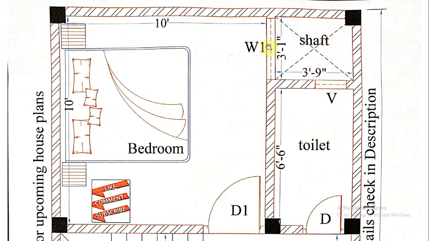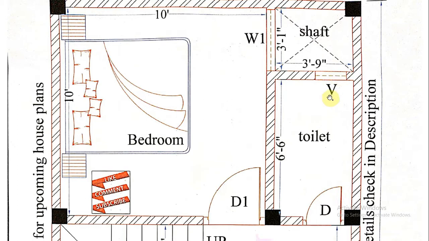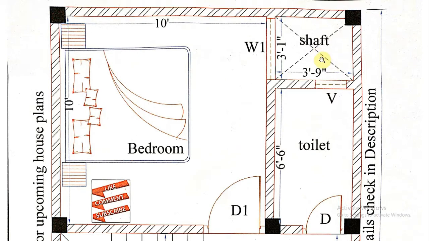For this bedroom I place one window here. Window size is 3 feet by 4 feet, and natural light will come inside through this shaft. So when we open our window, natural light will go inside our bedroom. And there is also one ventilation designed for the toilet. Whatever smoke or smell is here in the toilet area will go outside with the help of this ventilation into the shaft, and it will go out.